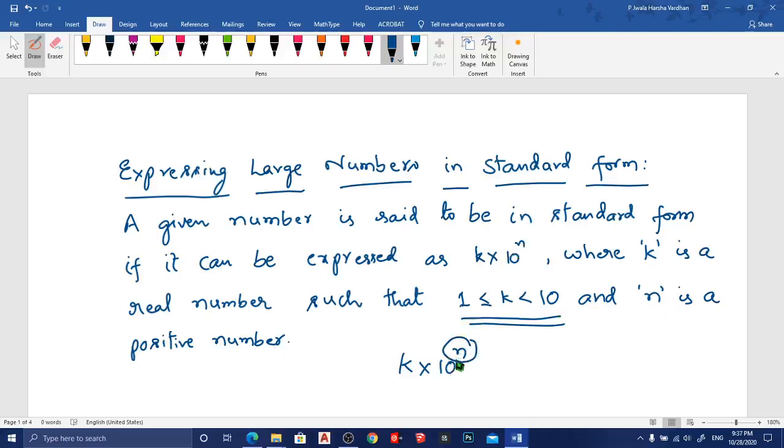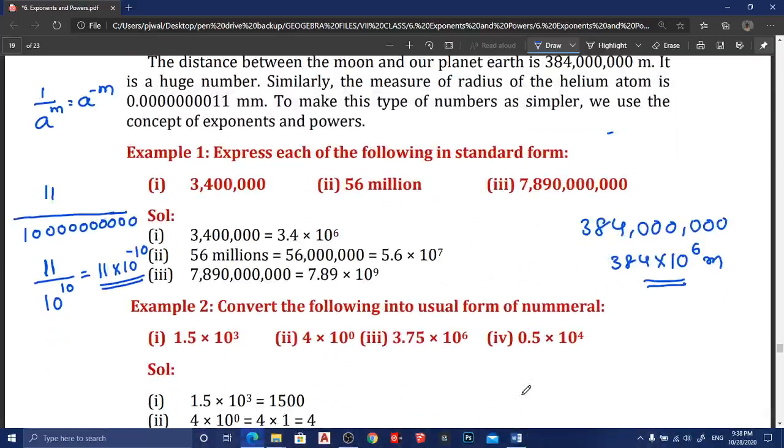This n should be a positive number. Like that you have to convert the given number to write the given number in a standard form. Okay, if you take the examples of this one.